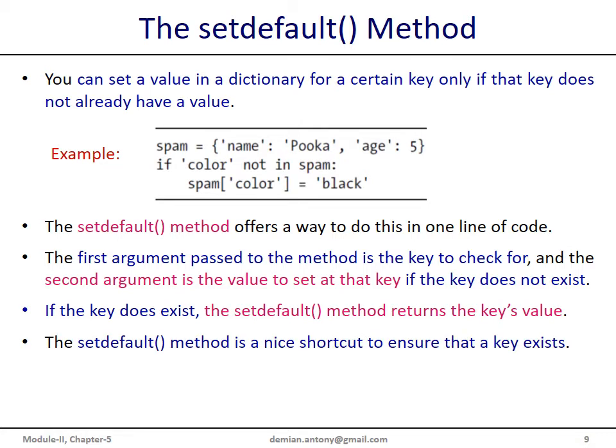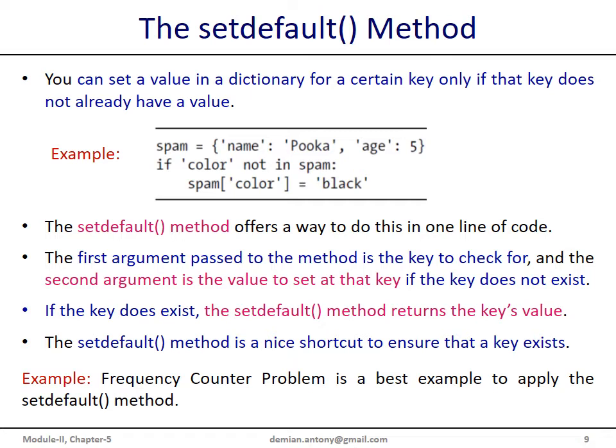And this method is a good shortcut to insert a new item with a key by checking whether the key is present or not with a single line of code. And the frequency counter problem is the best example to apply the in operator and the get method, and also we can use this setdefault method to solve this frequency counter problem.